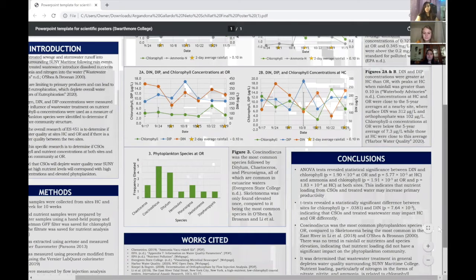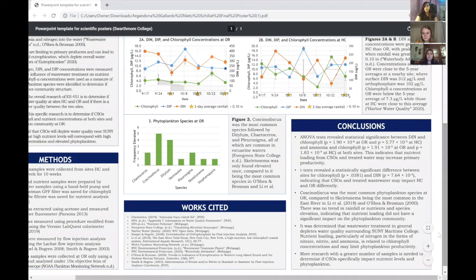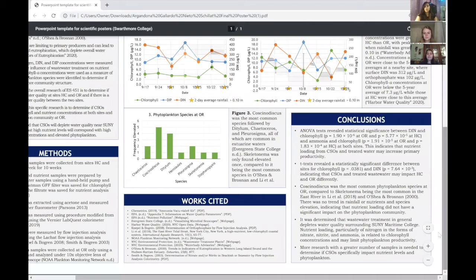T-tests are used to determine the significant differences between 2 groups, in this case 2 sites. It was revealed that there was a statistically significant difference between the sites for chlorophyll, which gave us a p-value of 0.0381, and for DIN, which gave us a p-value of 0.00764, indicating that CSOs and treated wastewater may impact HC and OR differently. And because the p-values are less than 0.05, it means that there's a significant statistical difference.